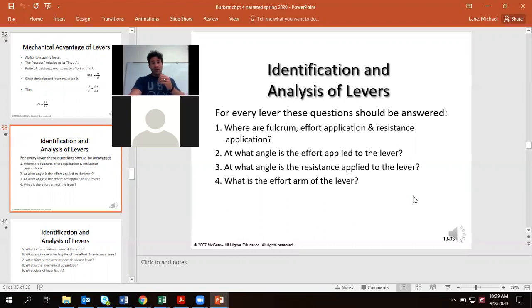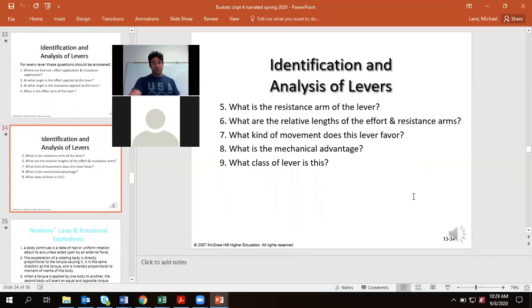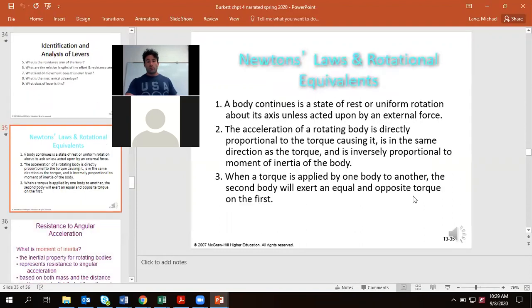We're not looking at the exact point of insertion. Same thing with our resistance. And what is the actual effort arm of the lever? What's the resistance arm of the lever? What are the relative lengths of the two compared to one another? So we're kind of looking at the mechanical advantage. What kind of movement does this favor? What's the mechanical advantage, disadvantage? And what class of lever are we actually working with?